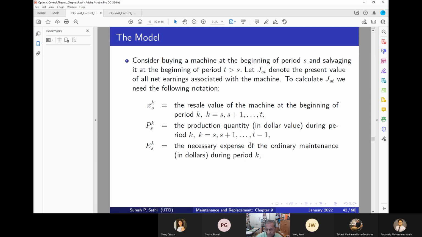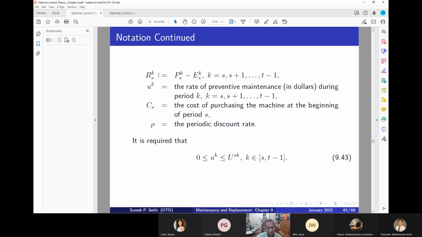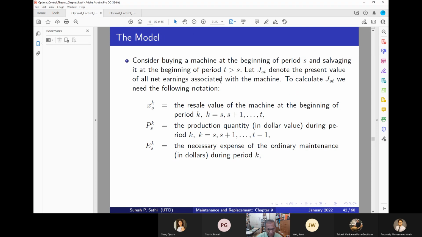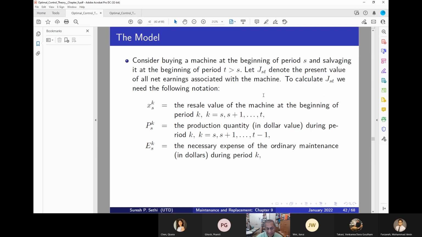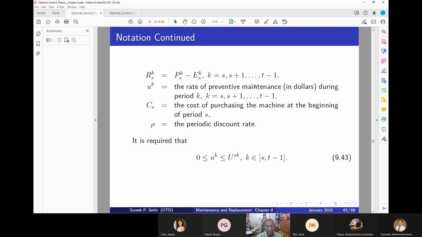E sub Sk is the necessary expense of the ordinary maintenance, which we have. And Rsk is the production quantity minus necessary expense. UK is the rate of preventive maintenance, that is in addition to the necessary maintenance. So I am putting a few more things on the Thompson model, which makes it just more interesting, but it's not really making the model significantly different in terms of its contribution.